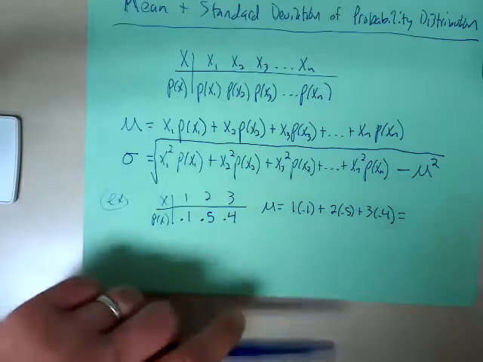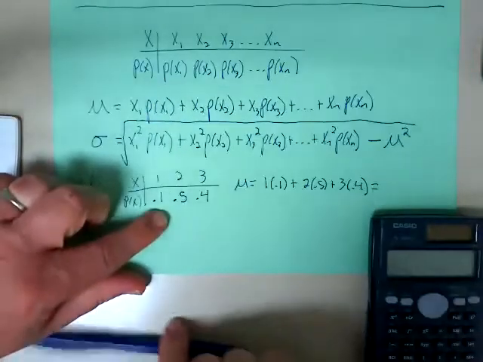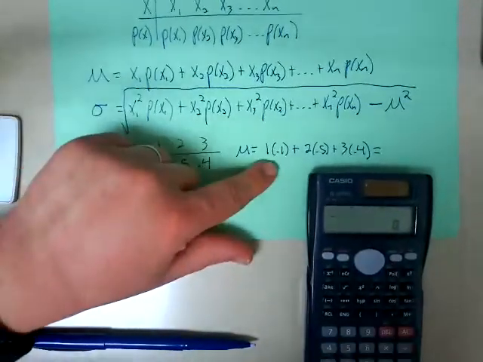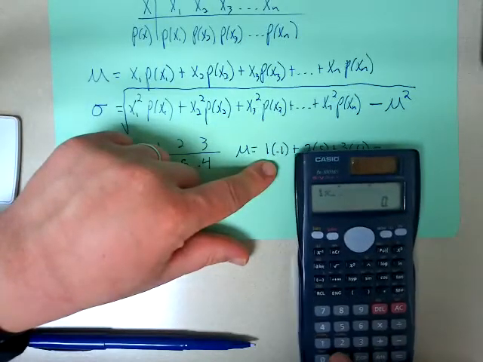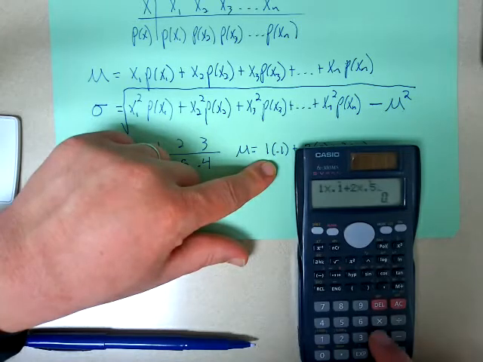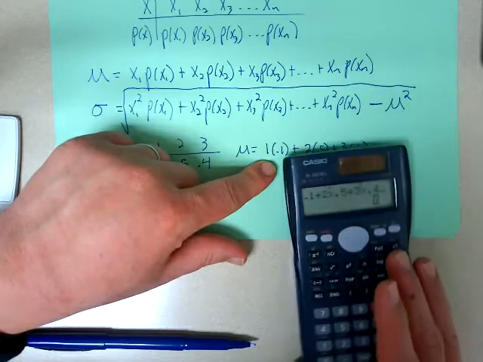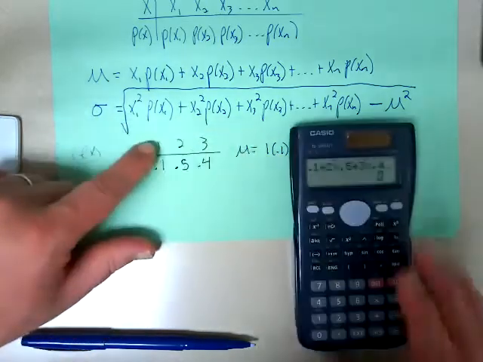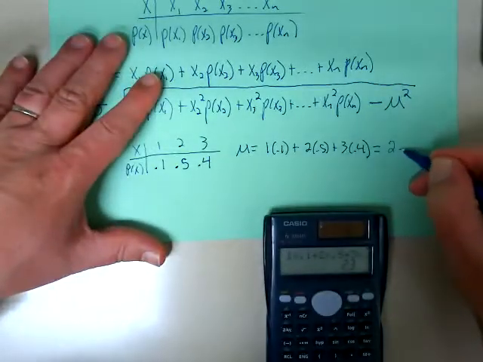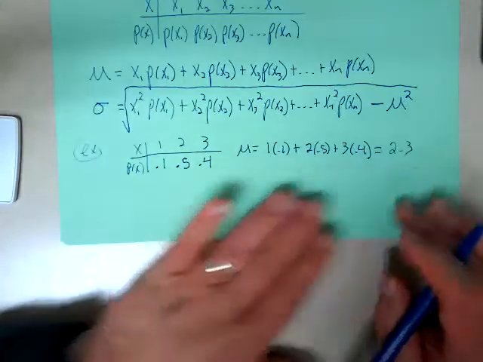Notice that I am using decimal numbers, so a lot of the time you'll have a decimal number here for your probability. So this is 1 times 0.1 plus 2 times 0.5 plus 3 times 0.4. You're just taking each value times its probability and adding those together. And then I get a mean of 2.3. So this is the mean of this random variable.